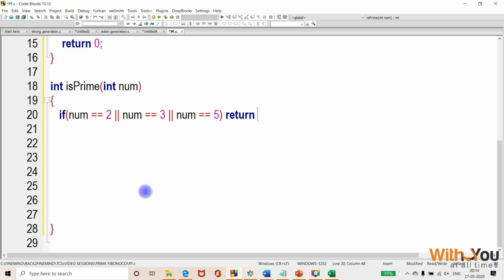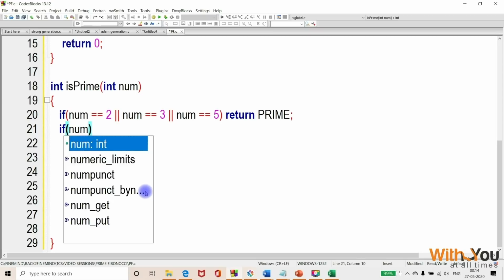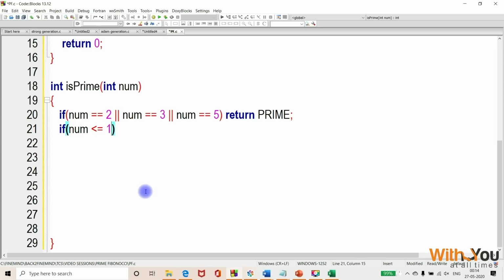Return prime. Okay, now I'm going to choose some people who are not prime. If number is less than or equal to 1, you give me 1 or 0 or any negative number, come on, they are not prime numbers. Or num divided by 2 gives me 0 remainder, the even numbers. Return not prime.